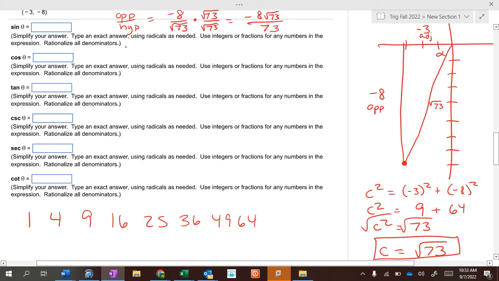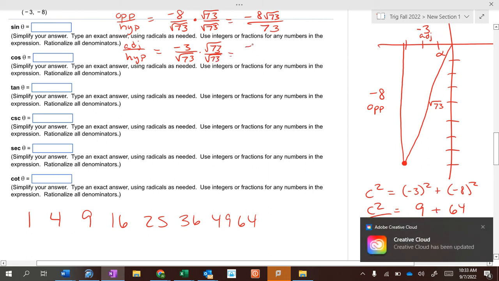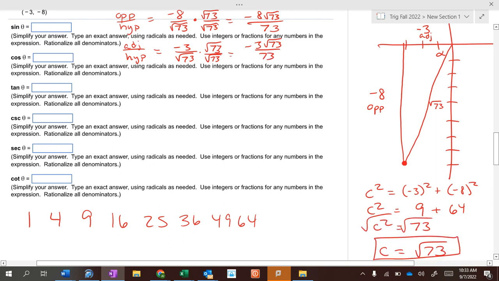Okay. Cosine. Adjacent over hypotenuse. What's my adjacent side? -3 over square root of 73. And again, we have to multiply top and bottom by square root of 73. So it's -3 square root of 73 over 73. Tangent. Tangent is what over what? Opposite over adjacent, which is -8 over -3, which is 8/3.